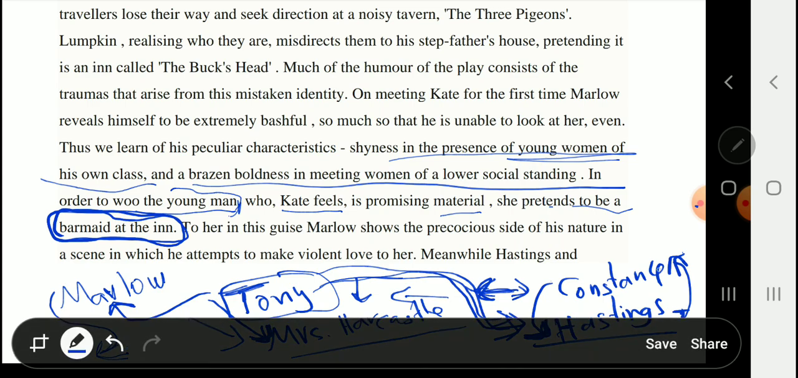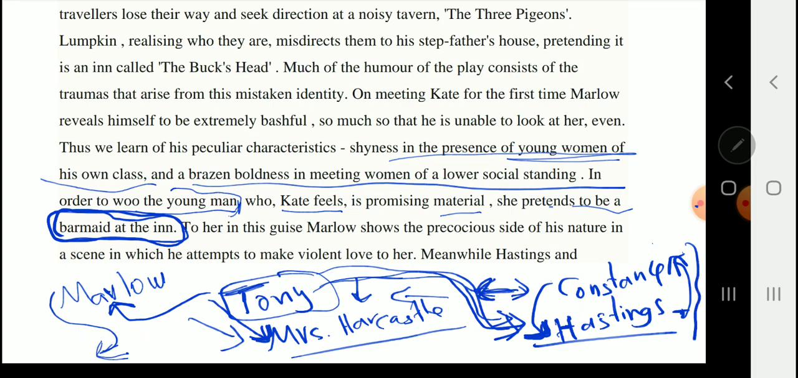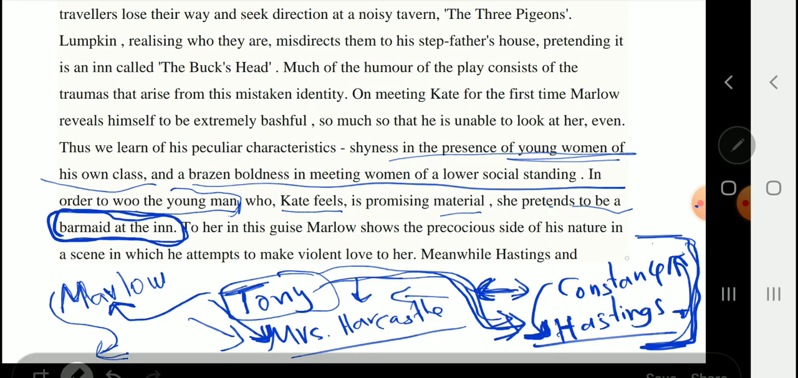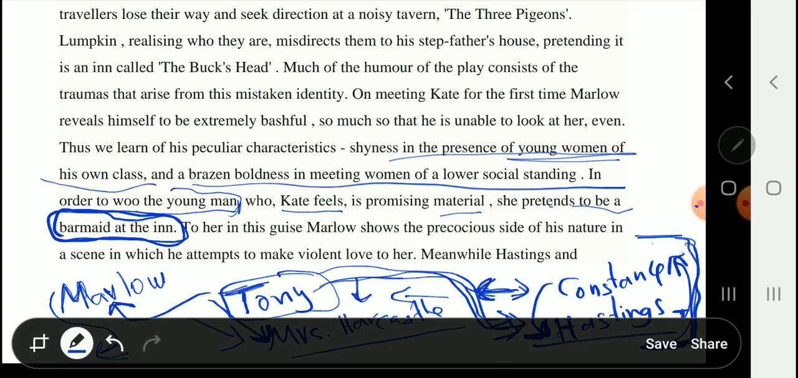Okay, so Constance and Hastings heard that Marlowe's father is going to come to Mr. Hardcastle. So they were truly afraid that their elopement, or let's say their runaway, will not be successful. So they decided to run away and leave their fortune behind. Okay, they didn't care about the jewelry or anything about the fortune that she has. So they left everything and just ran away.